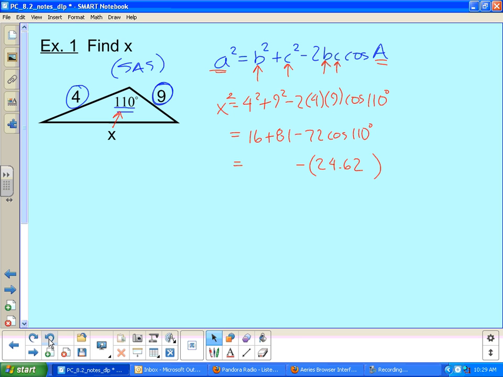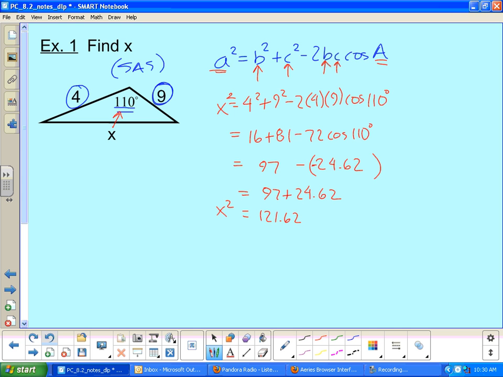So now we can say 16 and 81 is 97. And then 97 minus 24.62 is going to be what? Oh, I did cosine 110 times 72. I got it. Oh, it's a negative? Yeah. Oh, okay. All right. Sorry, I didn't hear you say that. Yeah. So you're right. There should be 97 plus 24.62, or we get what? 121.62? Yeah. Okay. Now that's just what x squared is, which means I have to square root.